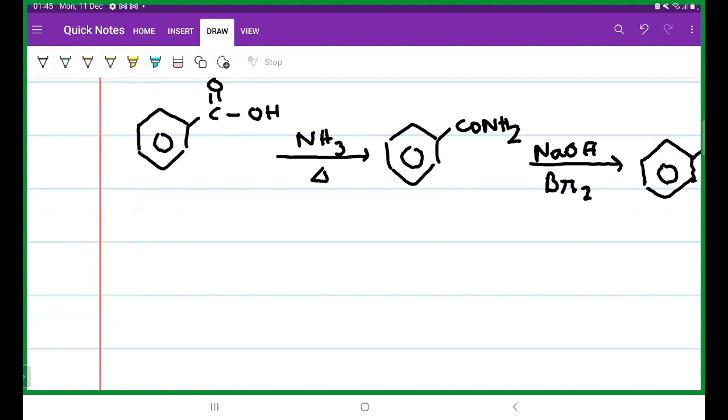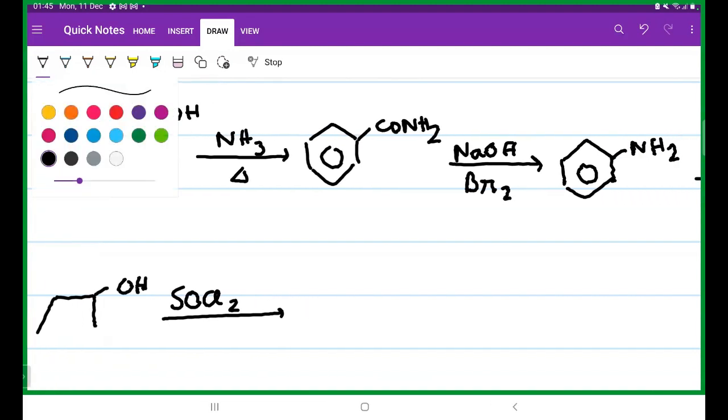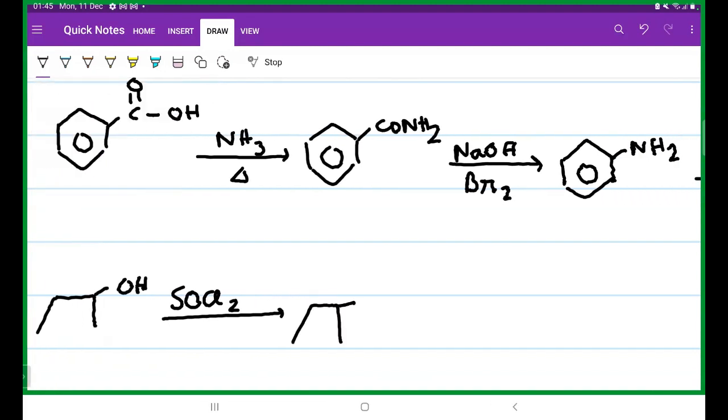Let's start working with G now. This is G. G reacts with P. P is given in the options. All right. Let's go with the first option first. SOCl2. A typical chlorination reaction will take place.